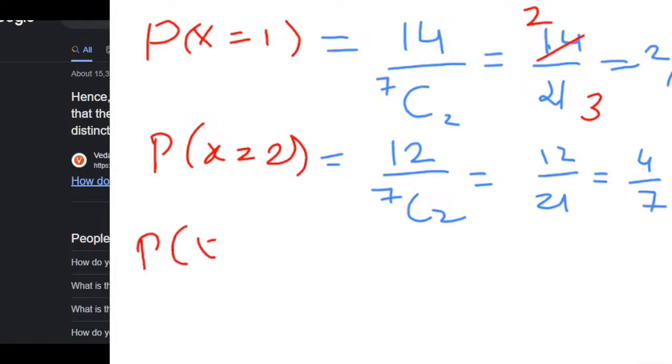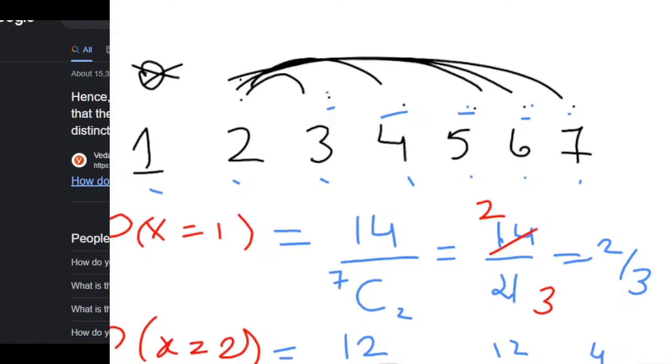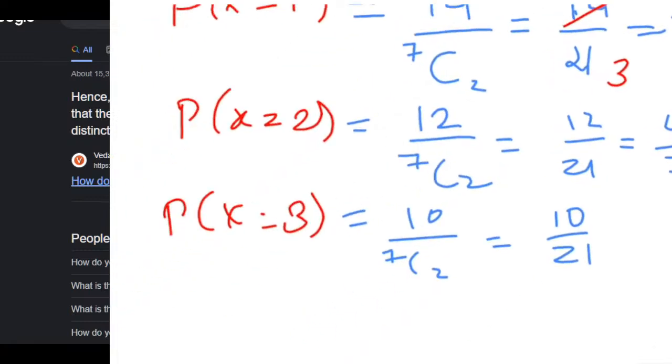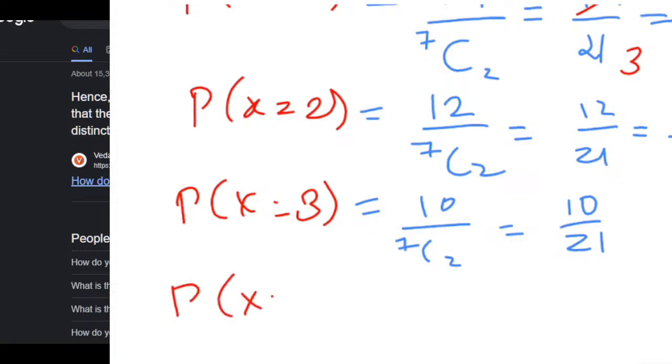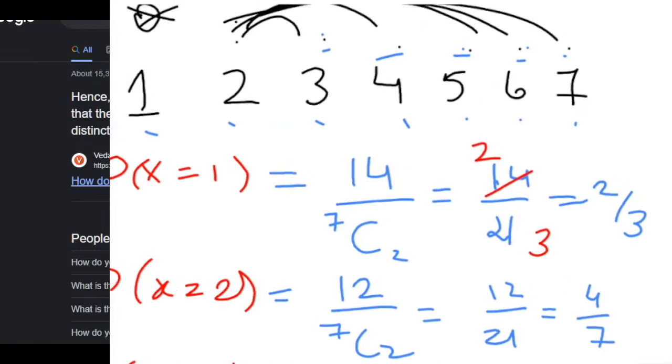Now next is P of x is equal to 3. So when will I get x is equal to 3? Whenever 3, 4, 5, 6 and 7 are chosen. So total is 1, 2, 3, 4, 5. So 5 twos are 10 divided by 7C2, which is equal to 10 by 21. Okay, I can't simplify further. Then P of x is equal to 4 is 1, 2, 3, 4, 8.